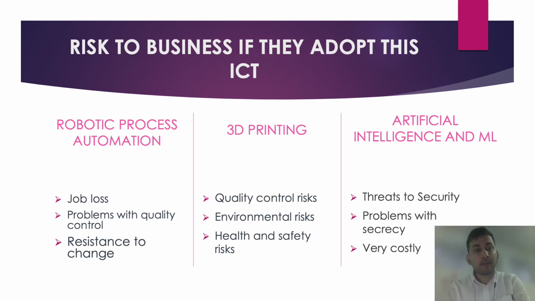So if we have benefits to the businesses, then there are some risks of ICT. There are some risks that I have pointed out in all the six that I'm sharing right now. Talking about robotic process automation, the risks are job loss, problems with quality control, and resistance to change. Coming to 3D printing, the risks are quality control risk, environmental risk, and health and safety risk. If we talk about artificial intelligence and ML, the main risk is security and secrecy.